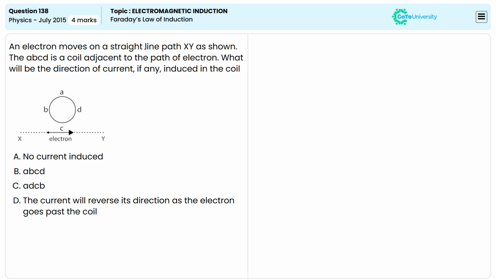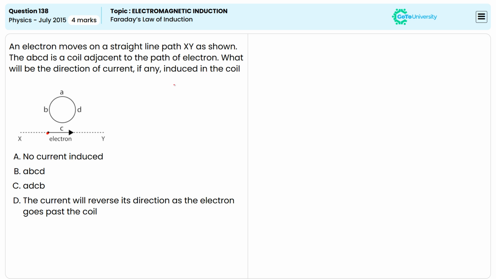An electron moves on a straight line path XY as shown. ABCD, this is one of the electron. It is moving in a straight line in the XY plane. ABCD is a coil adjacent to the path of the electron. What will be the direction of current, if any, induced in the coil?